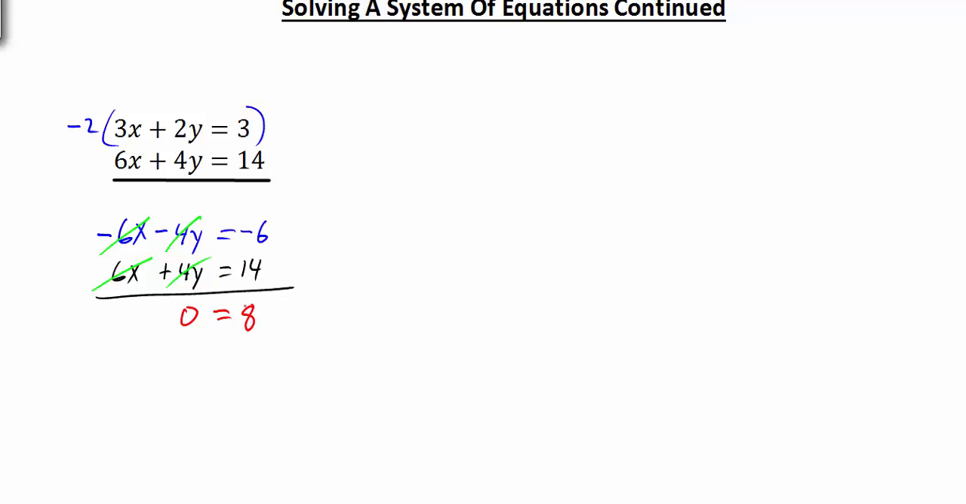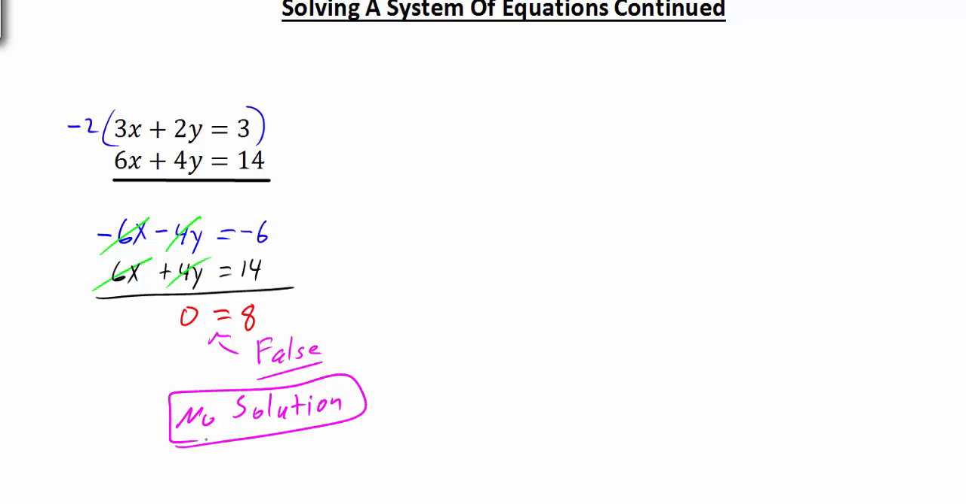Now, does 0 equal 8? This here is a false statement. So what that tells us, there is no solution to this system of equations. So it's simply no solution. So what that means is there's no x and y value, there's no ordered pair that would make this satisfy both equations at the same time.